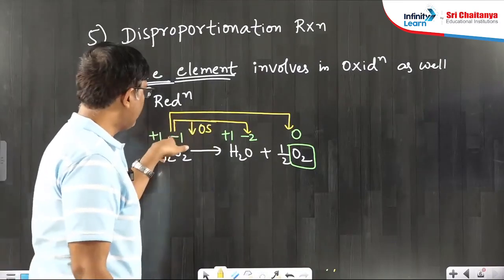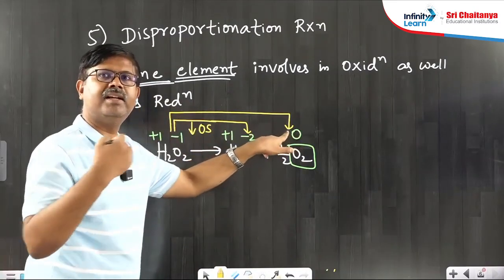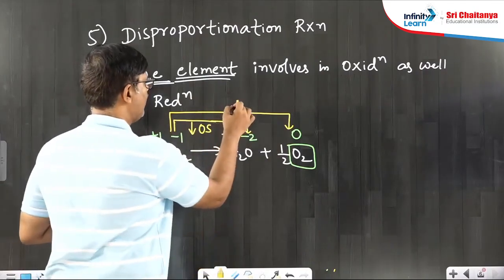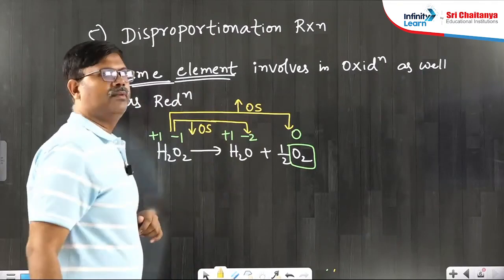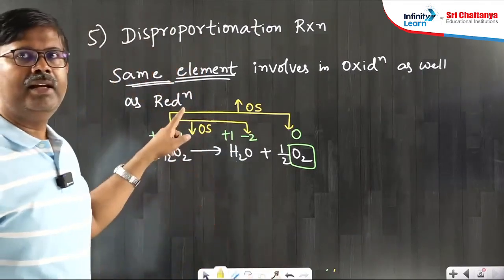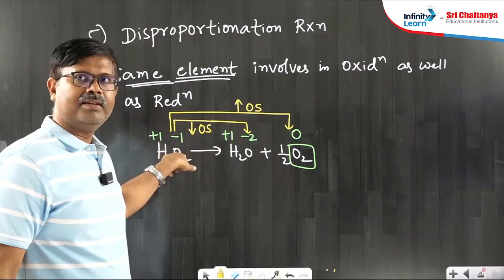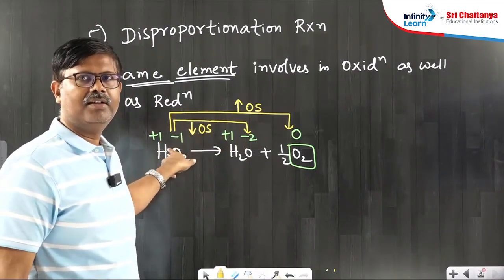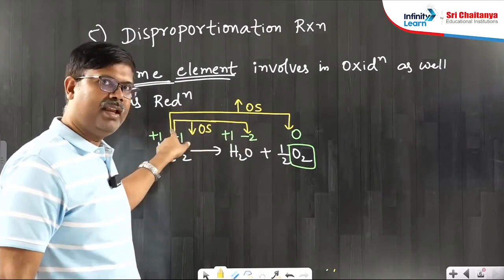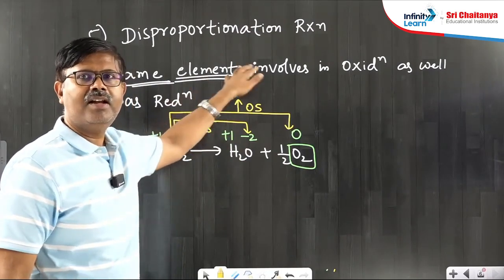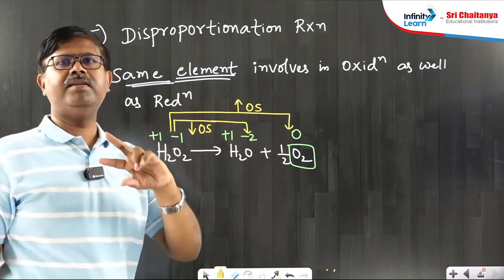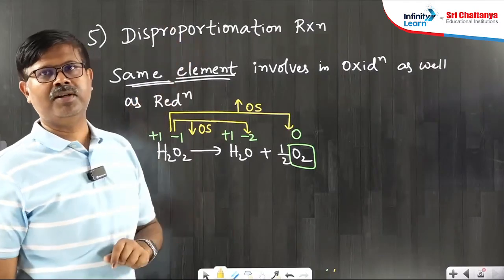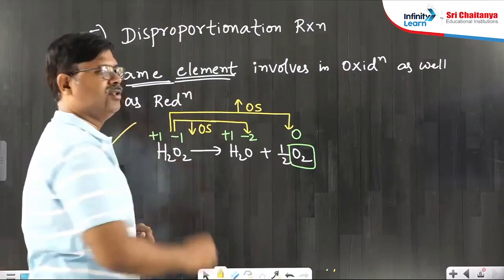Now what about other parts? The -1 to 0. -1 to 0 is increasing or decreasing? -1 to 0 is increasing. So this is oxidation state increases for oxygen. So if you see clearly, oxygen is involved in reduction. Decrease in oxidation state means reduction. It is involved in reduction, as well as the same oxygen element is involved in oxidation. When the same element is involved in oxidation as well as reduction, that is called what? Disproportionation. So this is a disproportionation reaction.